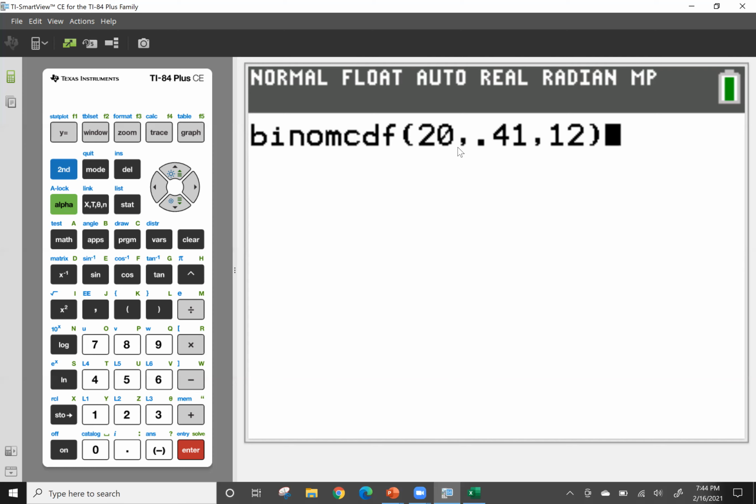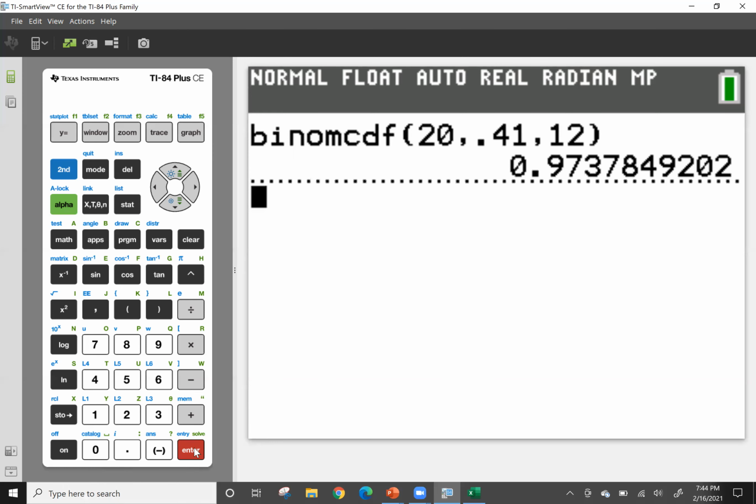You're going to then put a comma. The next number you put in is the probability of a success, 0.41, then type in a comma. And the last number you type in is the value of your random variable. Close your parentheses and hit enter. So what we see is that the probability that our random variable takes on a value less than or equal to 12 is 0.9738. So a very high probability that our random variable will take on a value less than or equal to 12.